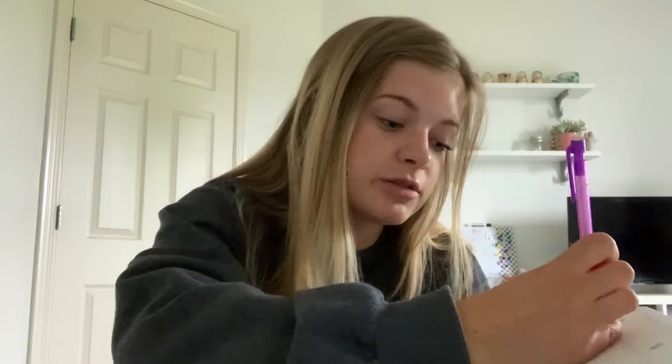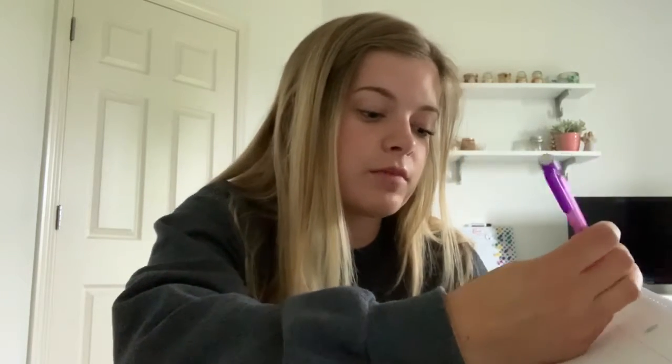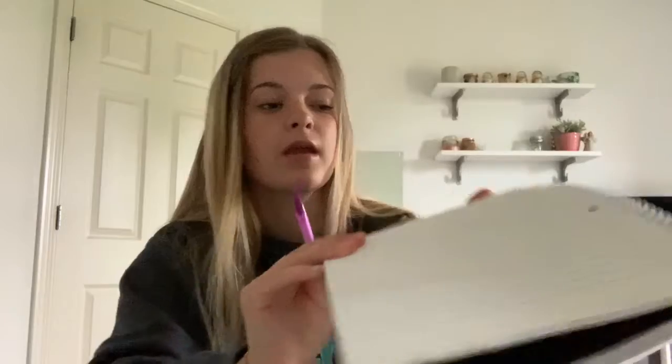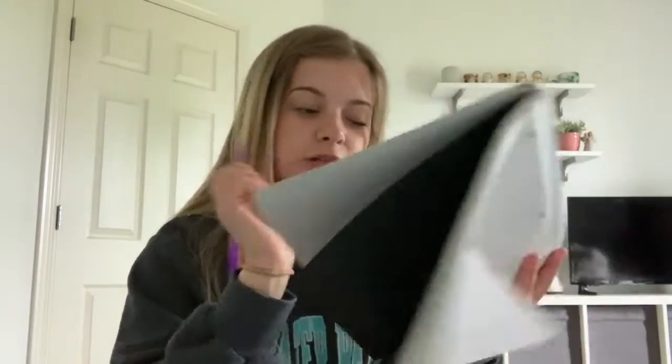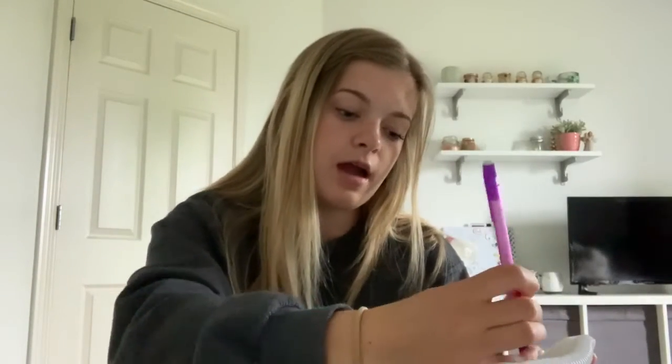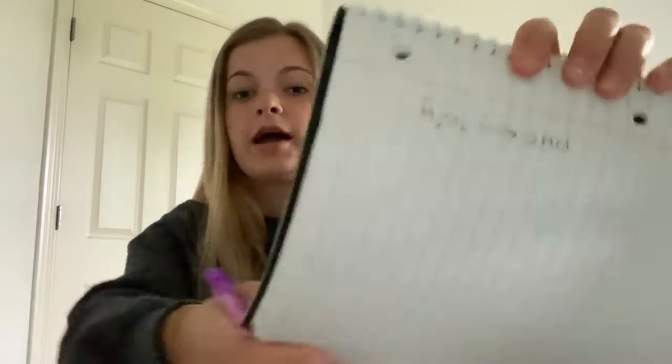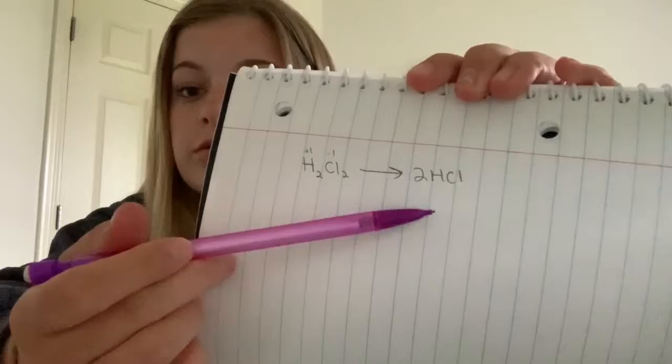Okay, so for number one, it's a synthesis reaction. And so it's hydrogen and chlorine, which hydrogen has a positive one charge and chlorine has a negative one. So it's like that, and then they balance each other out. And then that yields 2HCl since they're both diatomic. The 2 is in the front, you know?